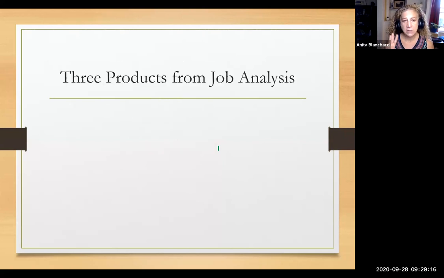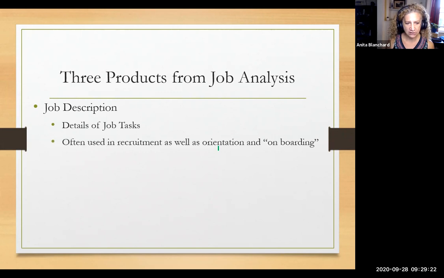So there are 3 things we get from a job analysis. We get a job description that tells us the details of the job tasks. We use that in recruitment, when you're sending out a job notice that you want to hire somebody, as well as onboarding, helping people know what they should be doing 1 month, 2 months, etc. It's very job focused. So the job description is job focused.